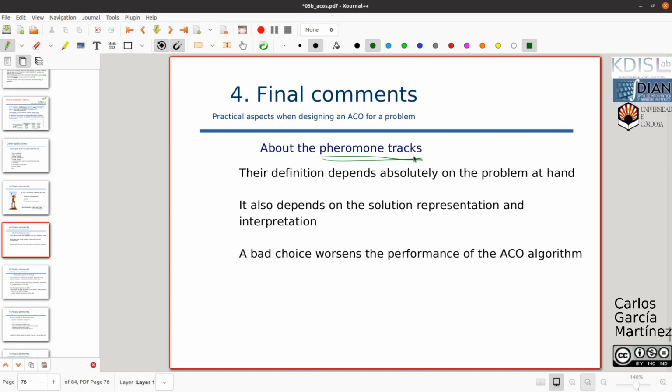If you provide a bad translation, a bad interpretation, then probably your algorithm would not provide you with a good solution, or at least an interesting solution for your problem. If you are able to provide an adequate interpretation of the pheromone tracks, then it is probable that you obtain better results or more interesting results.